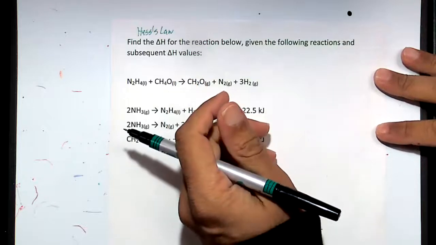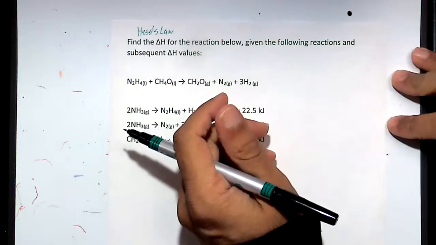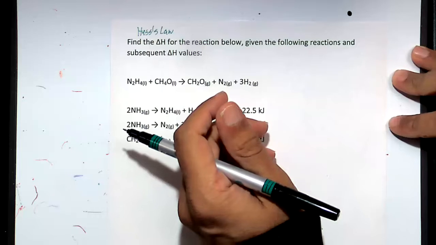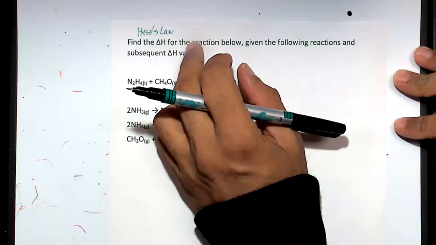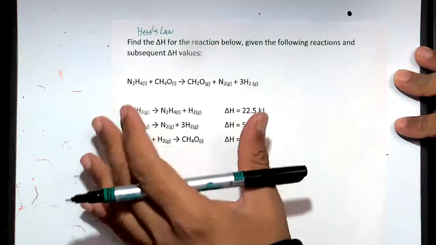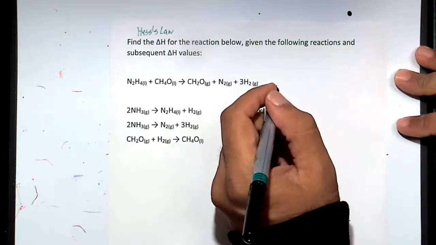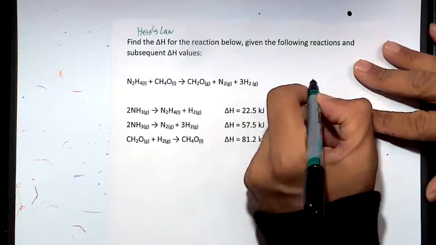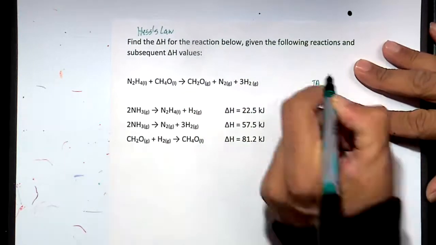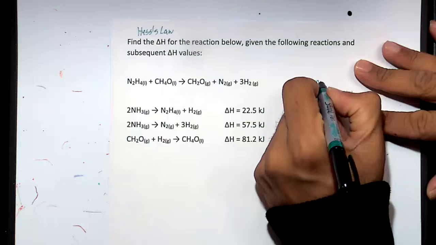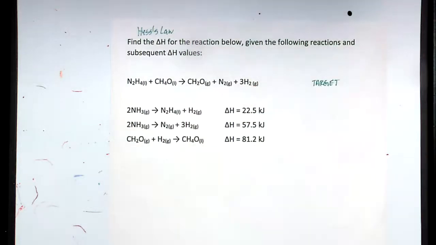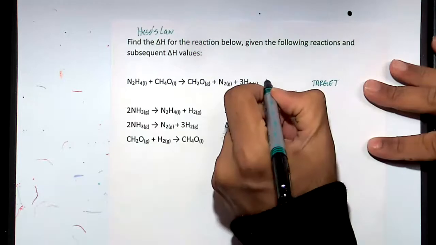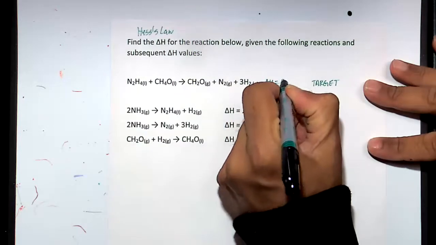So we'll do a practice problem, and then we'll review for the exam this Saturday. So Hess's Law will be a type of problem that will be on the test. The idea is that we have a target reaction. Target. So this is the reaction that we want to compute the enthalpy of.